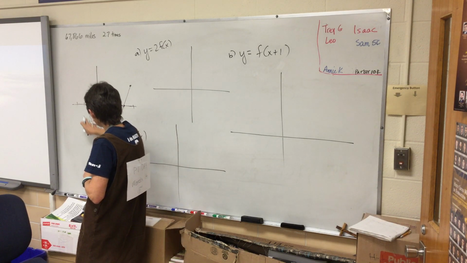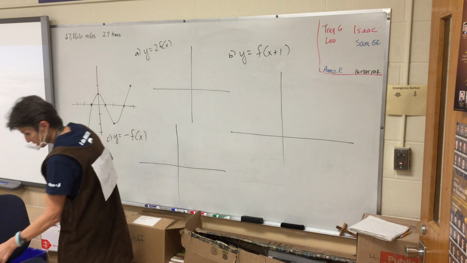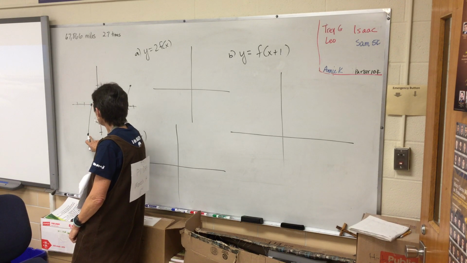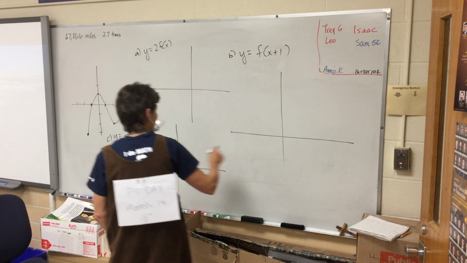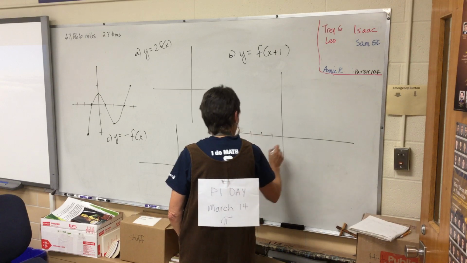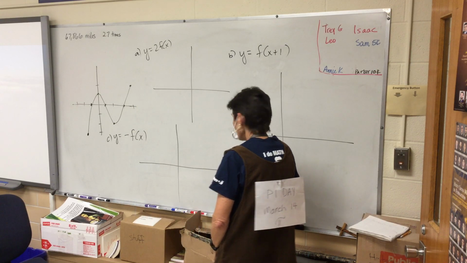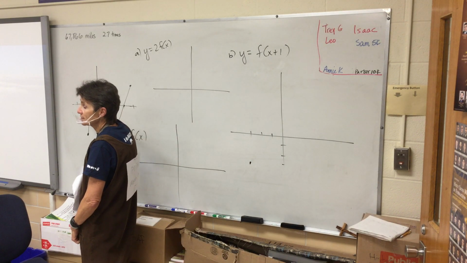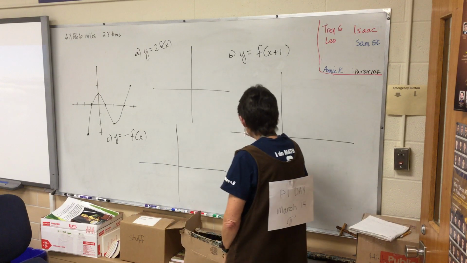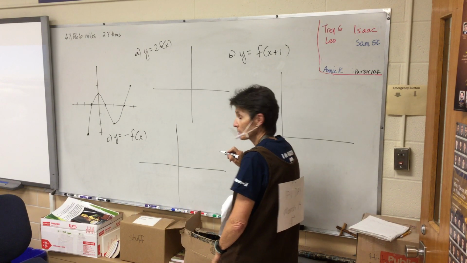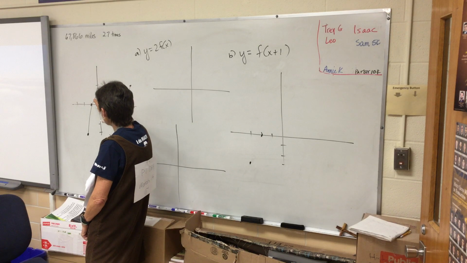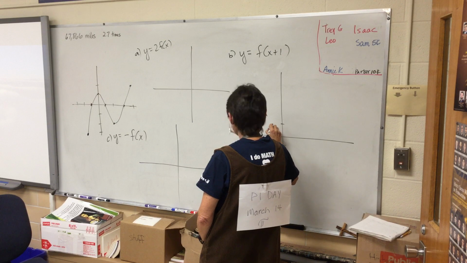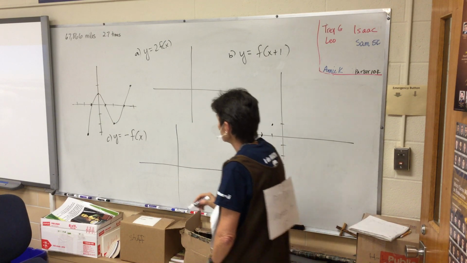So if this is the point, I'll just start with the first one. If that's the point -2, -3, then that point is going to move over 1, and it's going to be at -3, -3. And if this one is at -1, 0, it will now be at -2, 0. And this one, which is at 0, 1, will now be at -1, 1. Everything is going over to the left 1 unit.